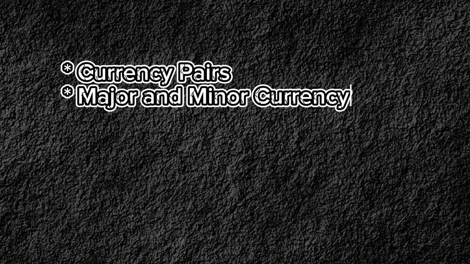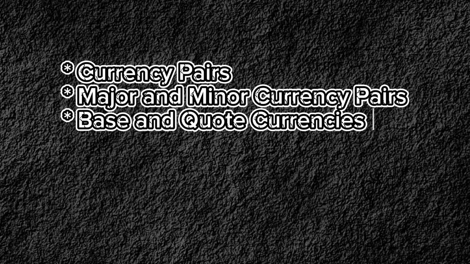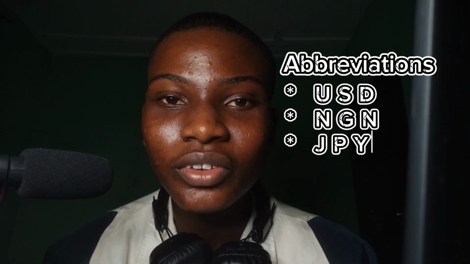Since Forex trading is basically the exchange of two currencies, it's only right I kickstart this video course with everything you need to know about currencies, from currency pairs to major and minor currencies to base and quote currencies. So basically, in currency abbreviations, we all know the United States dollar, the Nigerian naira, the Japanese yen. We all know all of these currencies, but what most people don't know is there's a body that is responsible for the abbreviations. Like we know the United States dollar is also known as the USD, the Nigerian naira is abbreviated as NGN, the Japanese yen is abbreviated as JPY.